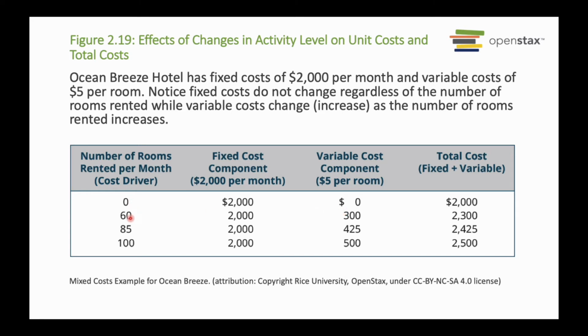If 60 rooms are rented out, total variable costs will be 5 Rand times 60 equal to 300 Rand. And the total cost will be the fixed cost of 2,000 Rand plus the variable cost of 300 Rand equal to 2,300 Rand.